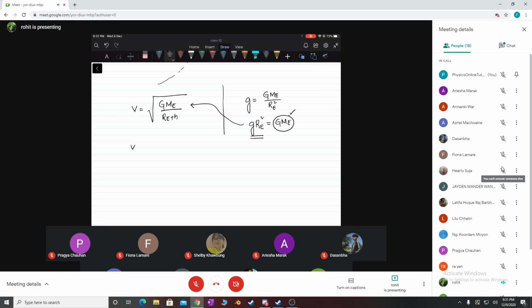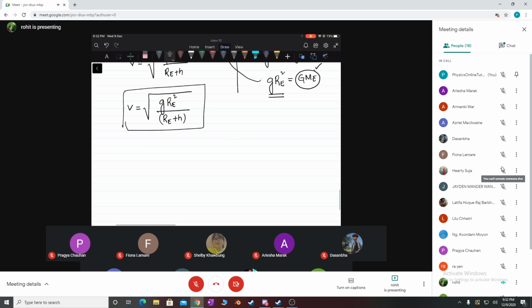So orbital speed will be equal to root over of small g capital RE square divided by RE plus H. So this is what we have got just now. See, this is the formula again, not in terms of capital G and mass of the earth, but in terms of acceleration due to gravity and radius of the earth. I hope you understand what is the change. Let me make one more change and then I will speak about this. Everything is inside the root.